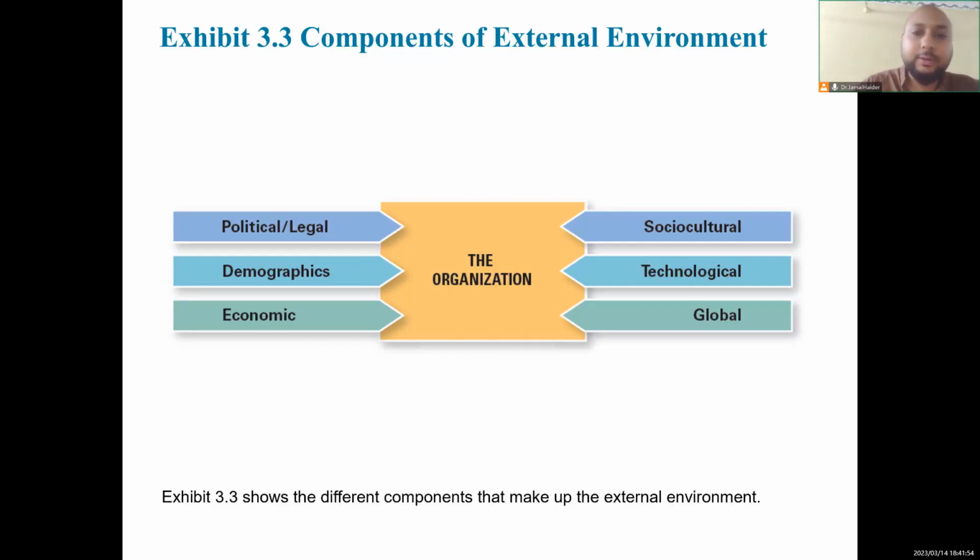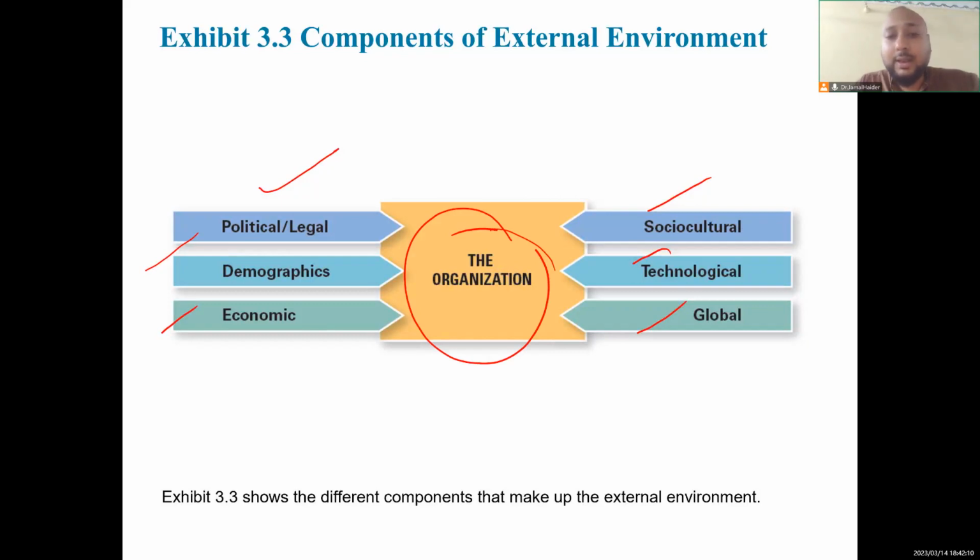Okay, let's get back to our slide here. So we were discussing that there are those external factors that affect the organizational decisions, which means organizations cannot control these factors. It means you need to adapt according to changes in all these factors.